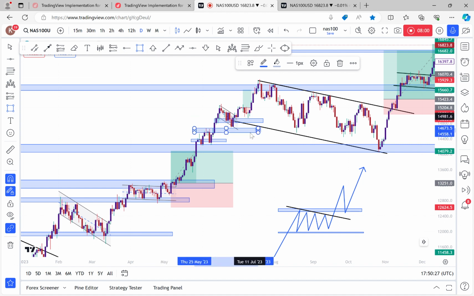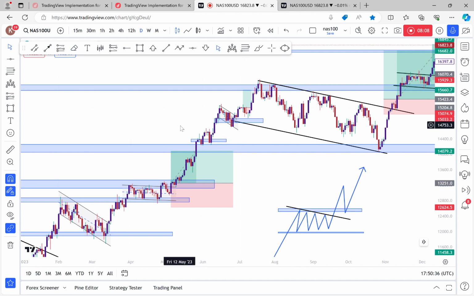Just kindly and patiently wait for it, because what happened yesterday, the market will come back and do what it did yesterday. So we got this being our resistance zone, market breaks out and retests.